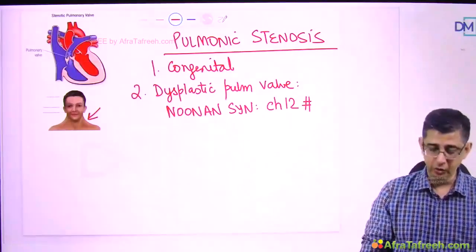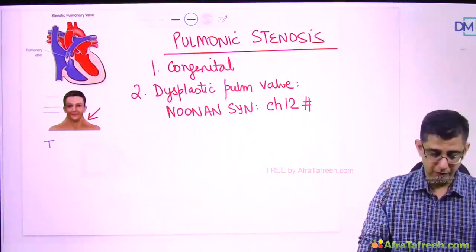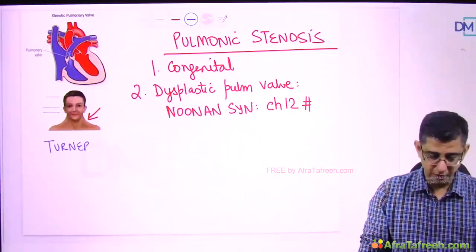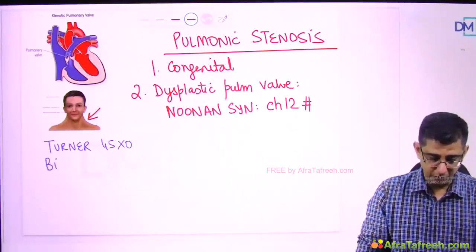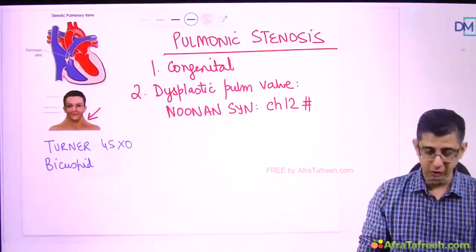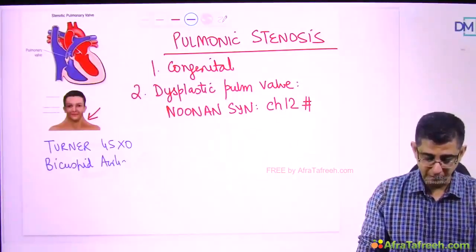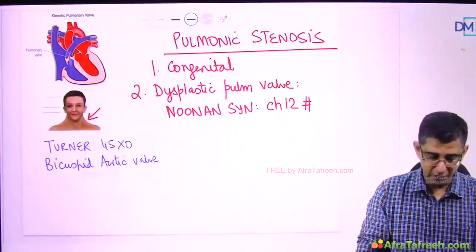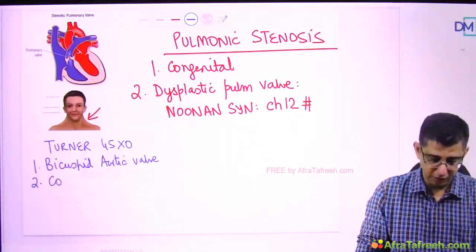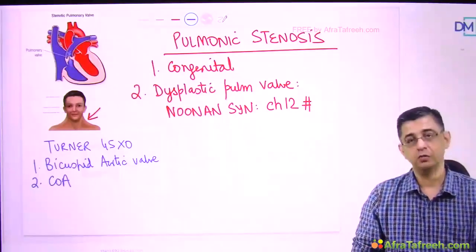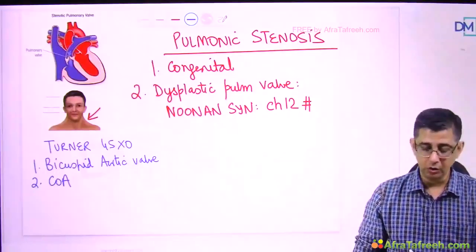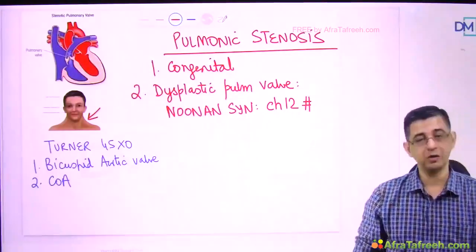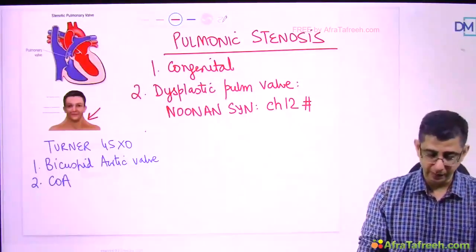Like Noonan is related to chromosome number 12, whereas Turner is obviously an aneuploidy by the name of 45XO. Do remember the fact that the most common congenital heart lesion that is found in patients of Turner syndrome is bicuspid aortic valve. The second most common valvular lesion that is found in Turner syndrome is coarctation of aorta. But if he asks what valvular lesion or congenital heart disease can be present in Noonan syndrome, then the answer should be given as pulmonic stenosis or dysplastic heart valves.